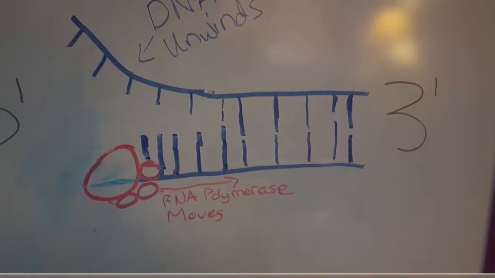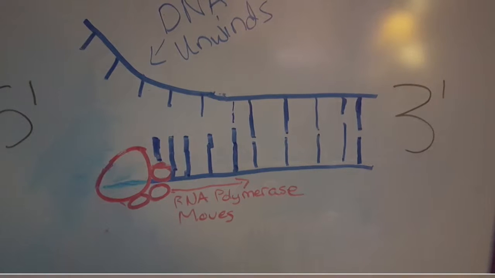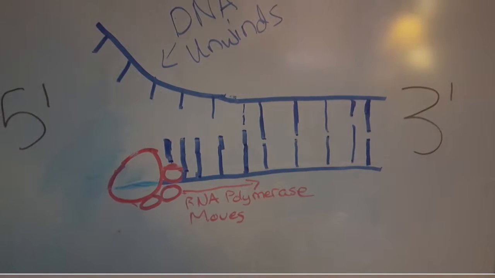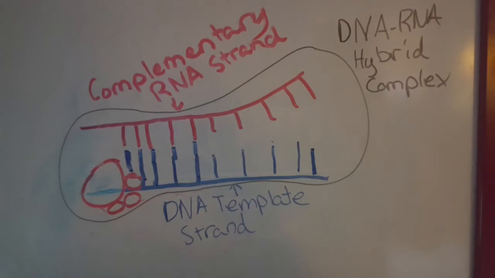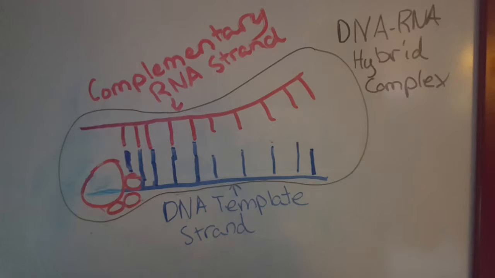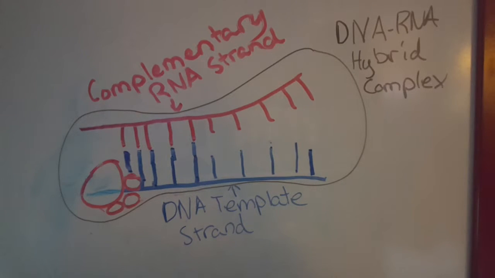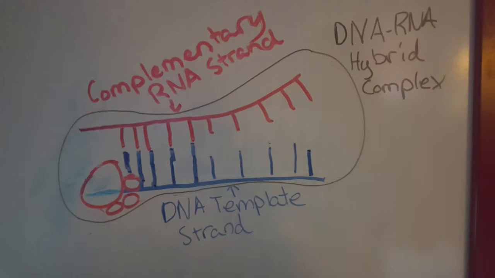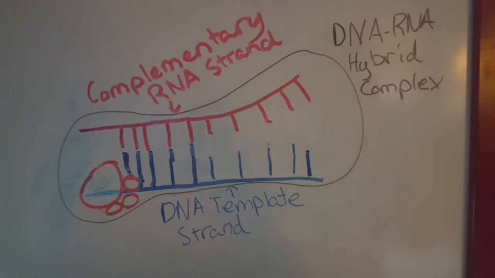The RNA polymerase will move along the DNA strand starting at the promoter and unwinding the DNA as it goes so that it can copy just one strand. The RNA polymerase moves from the 5' end to the 3' end. After DNA is unwound, RNA polymerase starts to read the DNA, and RNA nucleotides are brought in and temporarily bind to the DNA template strand, creating a DNA-RNA hybrid complex. The DNA template strand is the strand that is being copied, so an RNA strand can be created.